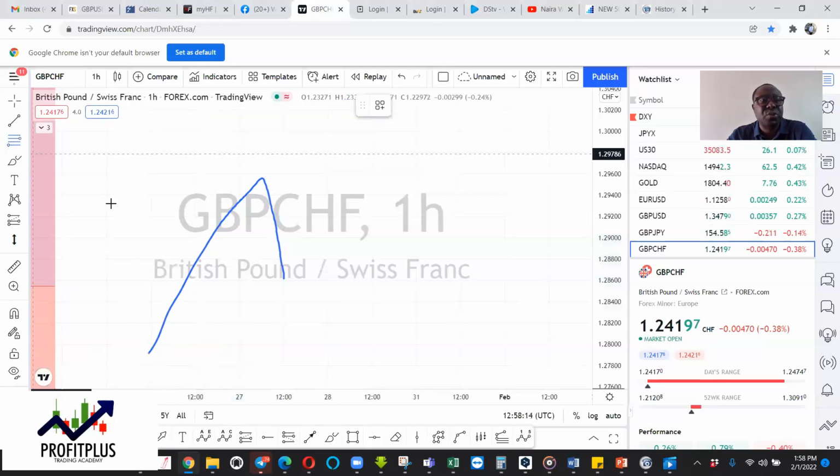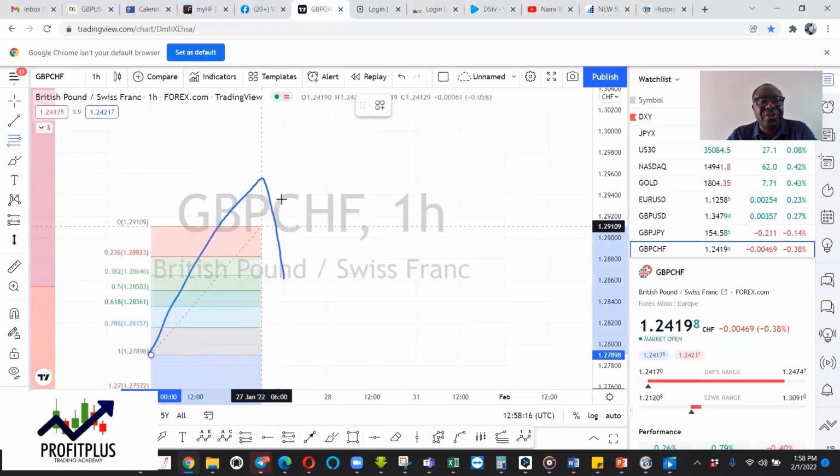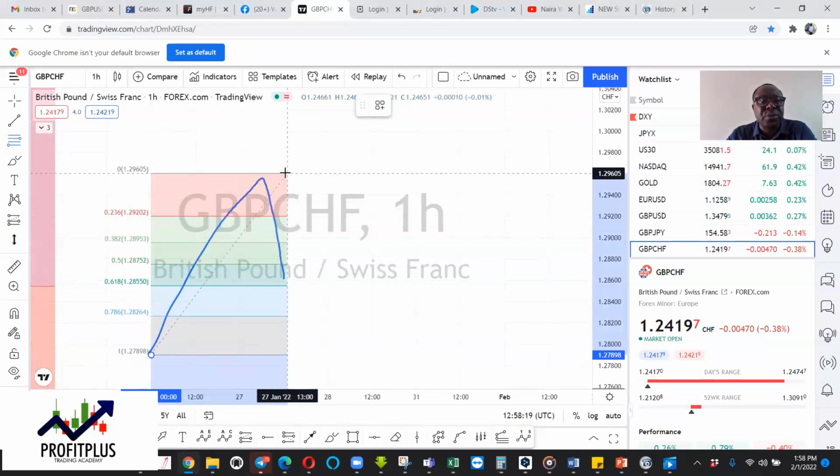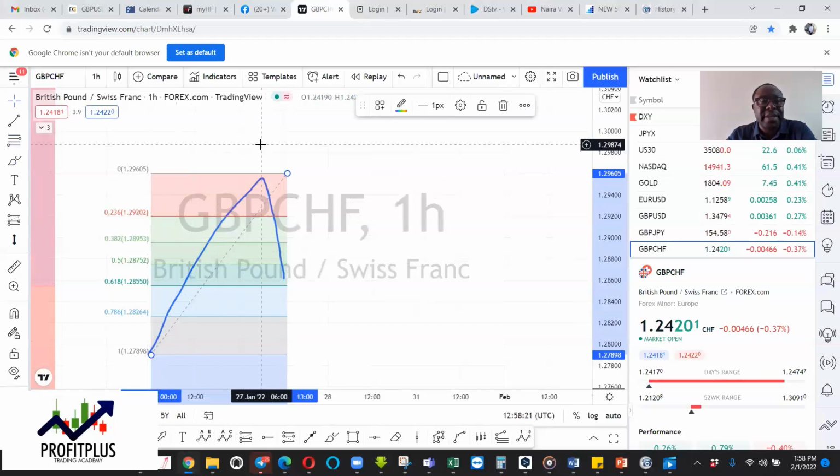So let's take the Fibonacci tool from here. You click here and drag it to this level. So this is your X and this is A. It should retrace to 61.8%. That's exactly what we were talking about before it makes the next price action.